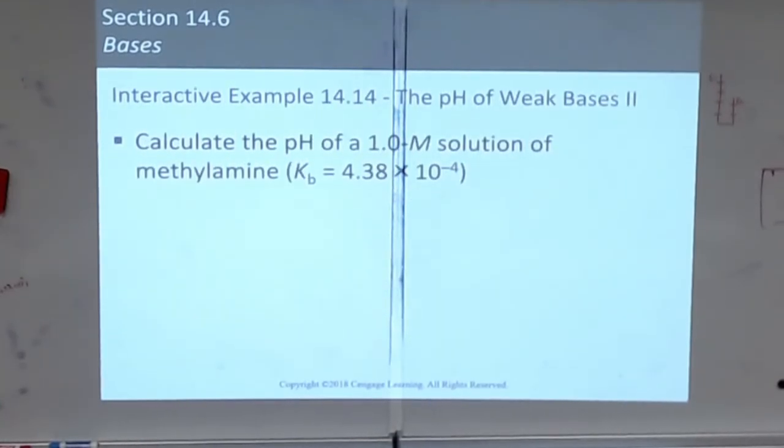Let's calculate the pH of a 1.0 molar solution of methylamine, which has a Kb of 4.38 times 10 to the minus 4th. Same as before. Same math.